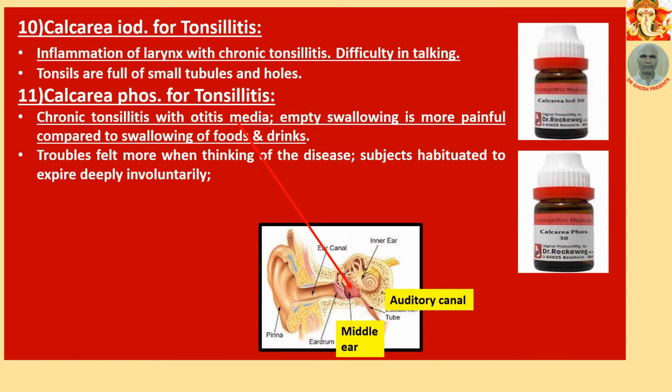Number 10. Calcarea iod for tonsillitis. Inflammation of larynx with chronic tonsillitis. Difficulty in talking. Tonsils are full of small tubules and holes.